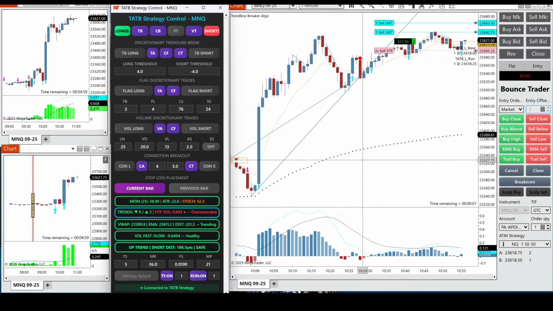Volume up setup. See, so that's what I did. Now let's see if it's going to be a winner because I have entered that flat volume long.